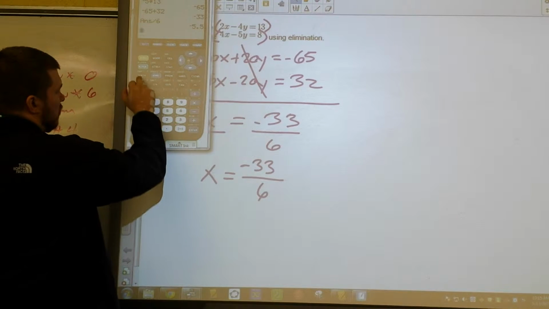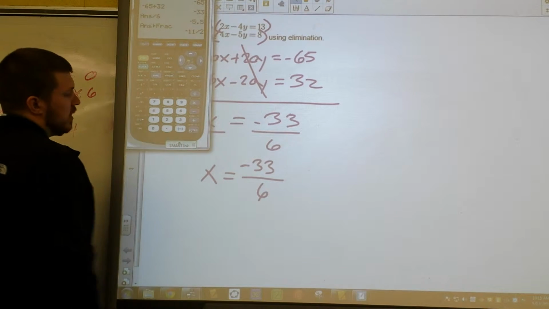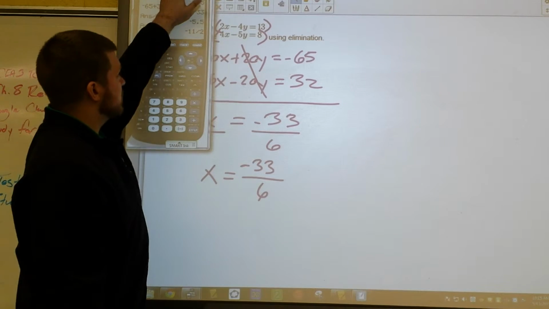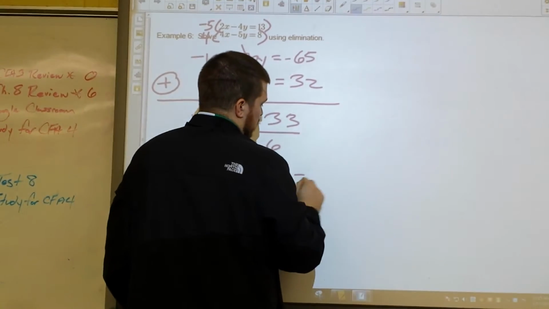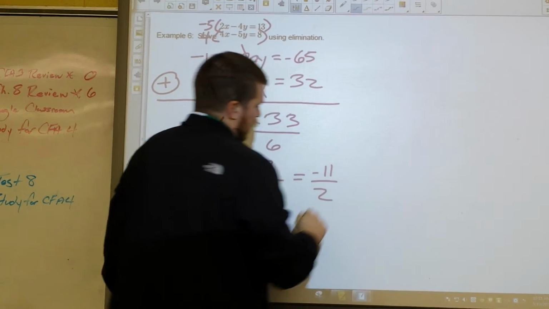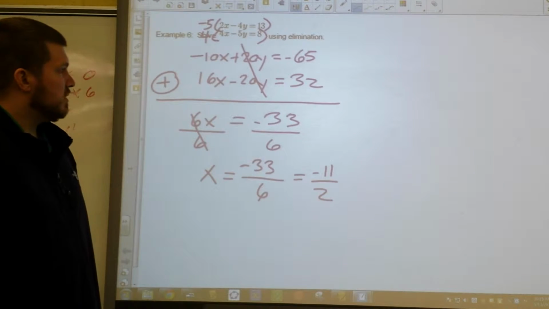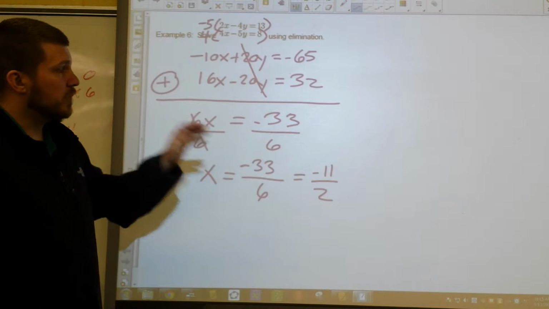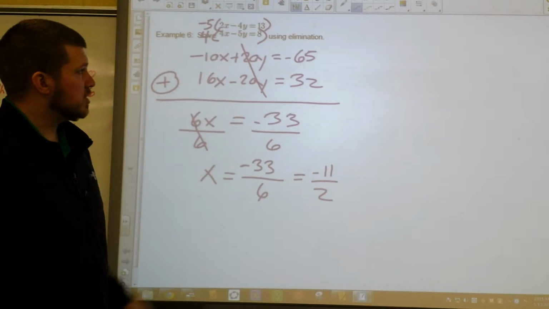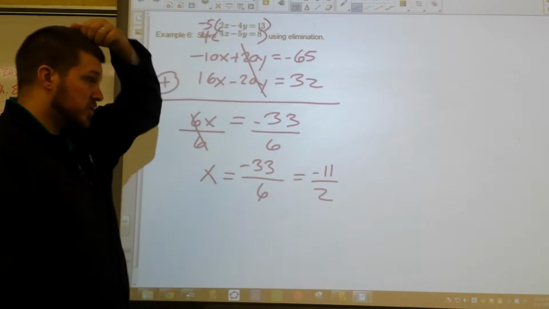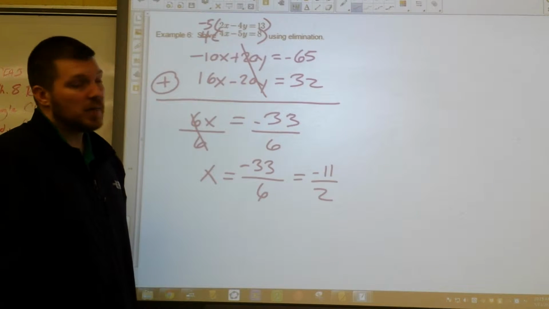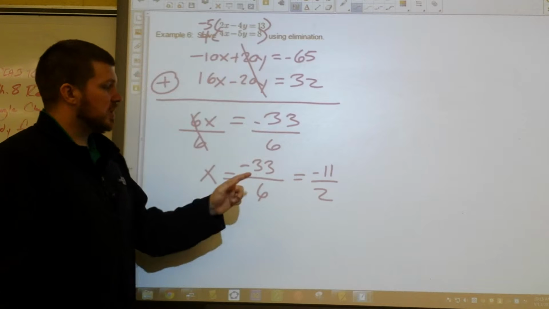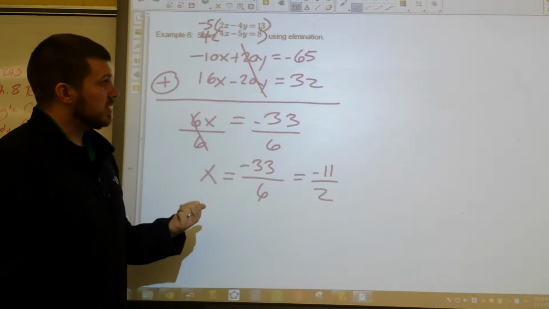When I get negative 5.5, I want to turn that into a fraction. That becomes negative 11 halves. So if you get a fraction, you always want to reduce it as far as you can. So x equals negative 11 halves. Now that I know what x is, I can go back to my original equations. 2x minus 4y equals 13 on top, or 4x minus 5y equals 8 on bottom, and plug in. Everywhere I see an x, I'm going to plug in and then solve for y.